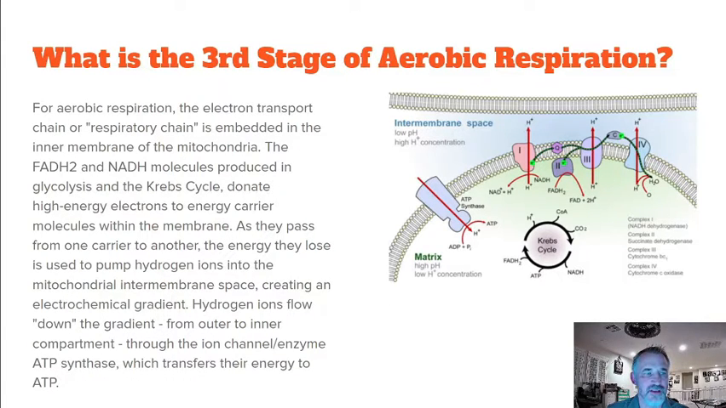For aerobic respiration, an electron transport chain, or respiratory chain, is embedded in the inner membrane of the mitochondria. The FADH2 and NADH molecules produced in glycolysis and the Krebs cycle donate their high-energy electrons to the energy carrier molecules within the membrane. As they pass from one carrier to another, the energy is used to pump hydrogen ions into the mitochondrial intermembrane space, creating an electrochemical gradient. Hydrogen ions then flow down the gradient and go through an ion channel enzyme called ATP synthase, which transfers their energy to ATP.